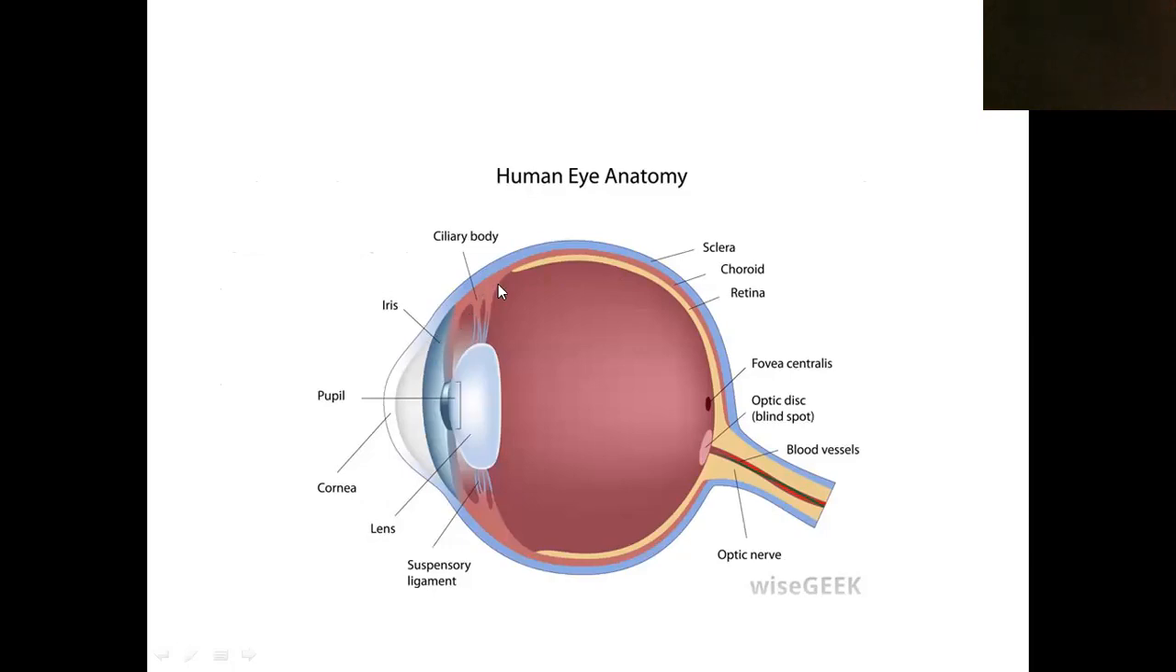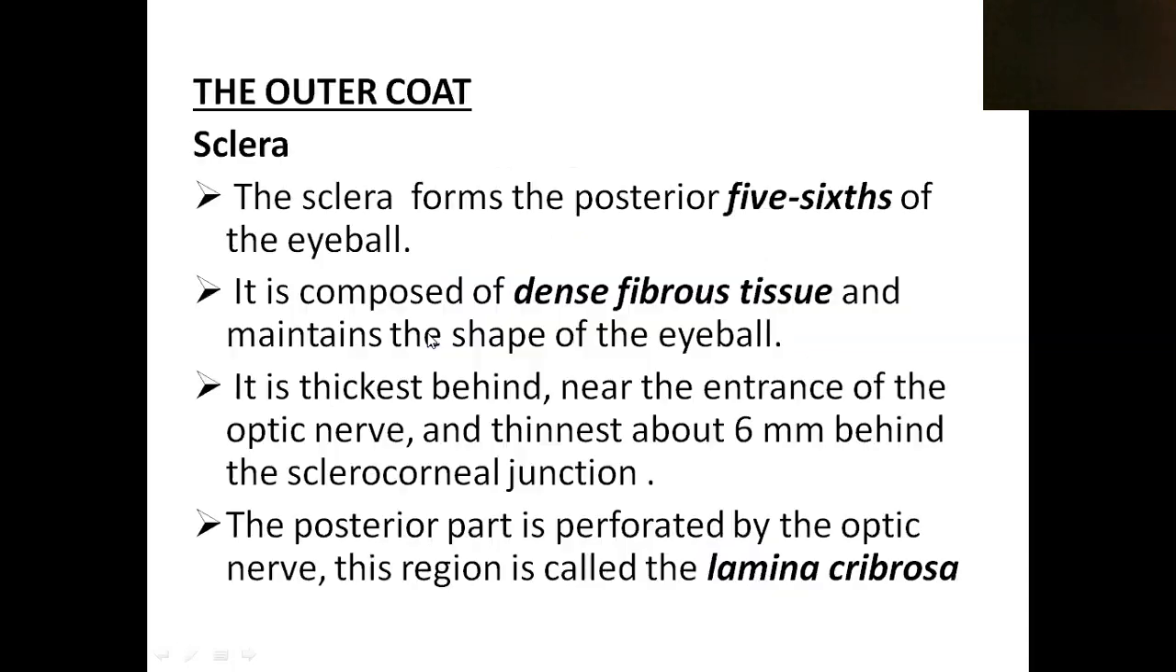What is meant by limbus? See, this is the sclera, and here it joins with the cornea. The junction between the sclera and the cornea, this is the limbus, or the sclerocorneal junction. Here also we can see the limbus, the sclerocorneal junction.